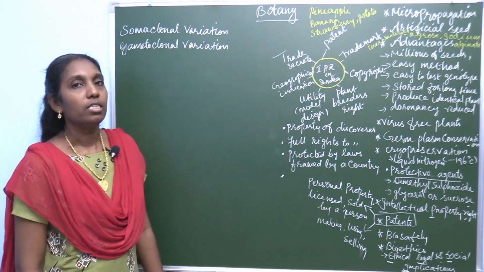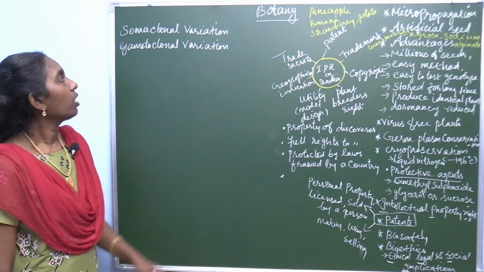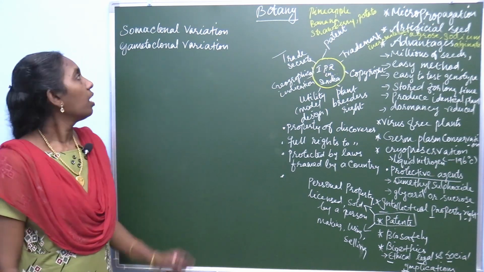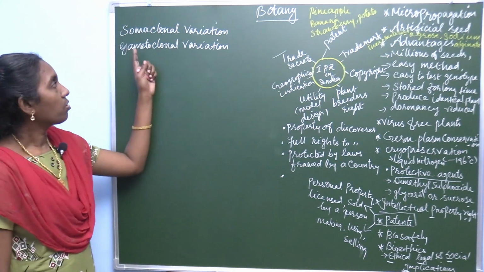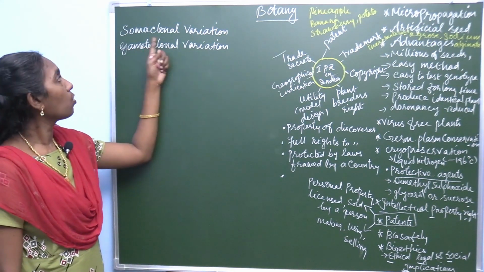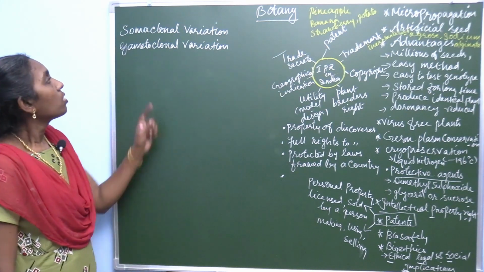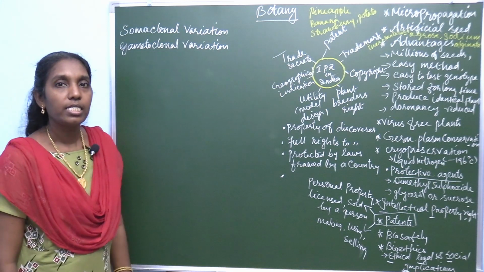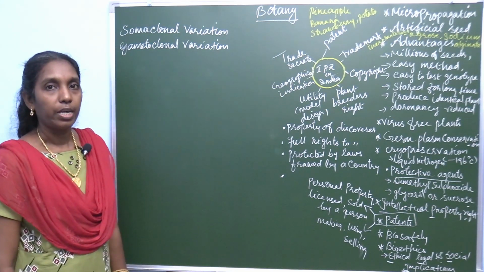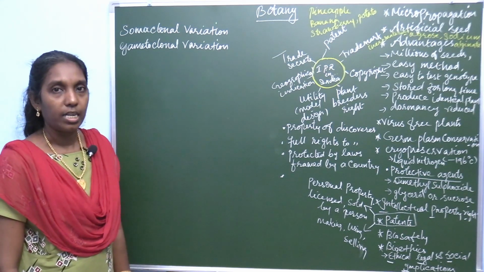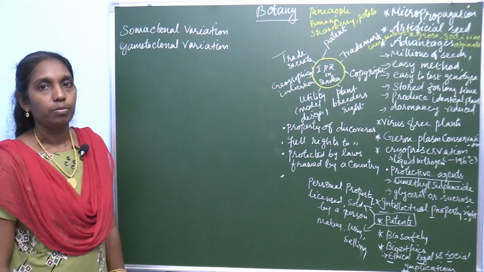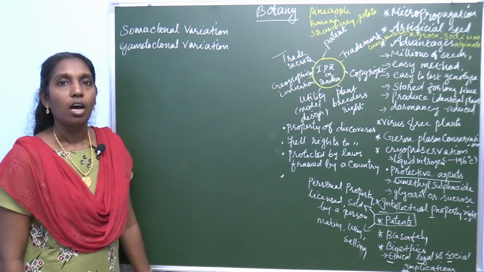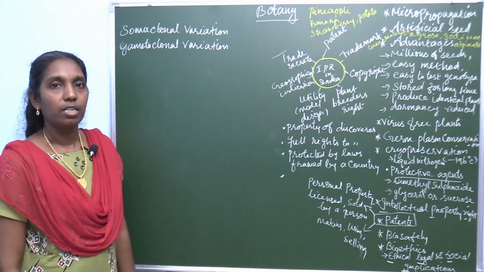Before learning micropropagation, there are two definitions: somaclonal variation and gametoclonal variation. First question: define somaclonal variations. Somaclonal variations are variations in the somatic embryo, or embryoids, and in plants which are regenerated in vitro. Any part of the plant which produces a somatic embryo shows somaclonal variations when regenerated in vitro.